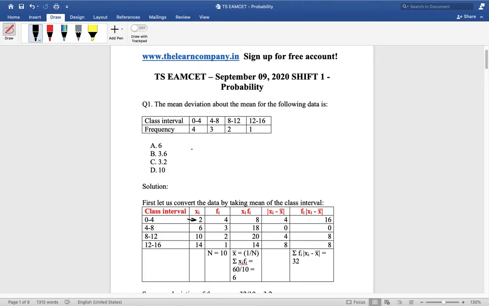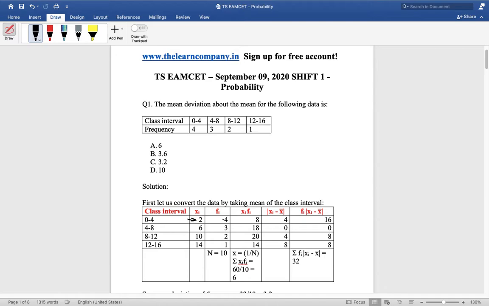Previously you could have said that between 0 and 4 there were 4 data points, their frequency was 4. So I just replace it by saying that 2 was there 4 times. Instead of 4 to 8, I am saying 6 was there. Instead of 8 to 12, 10 was there. 12 to 16 is replaced by 14. So now I have the data and I have its frequency.